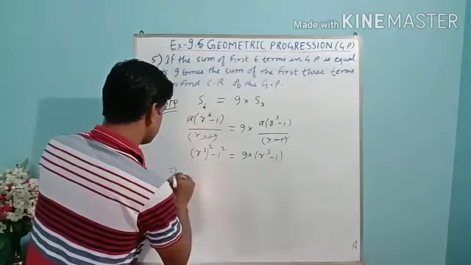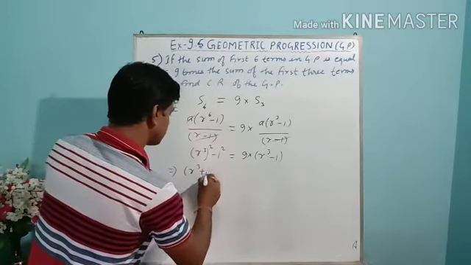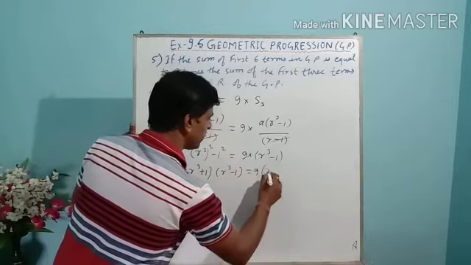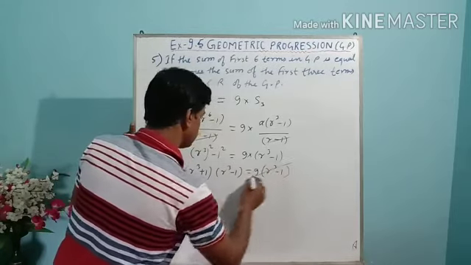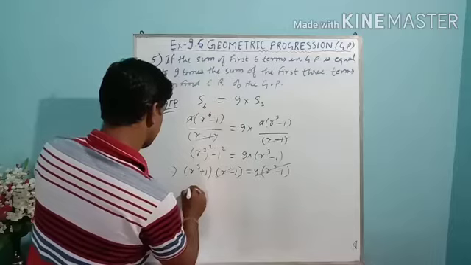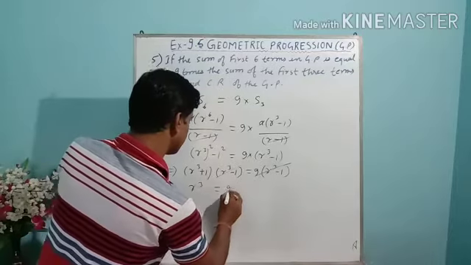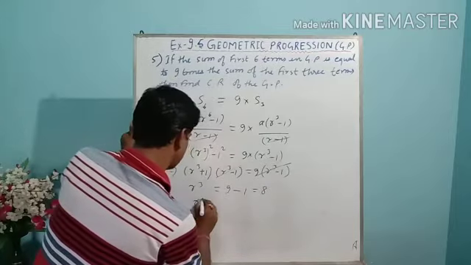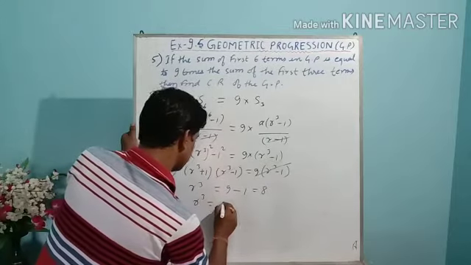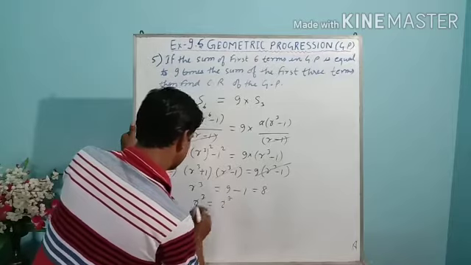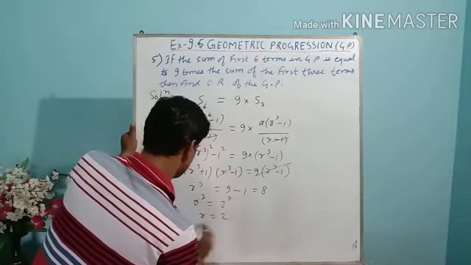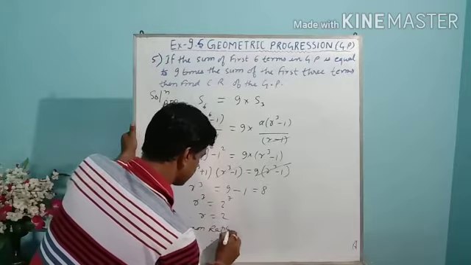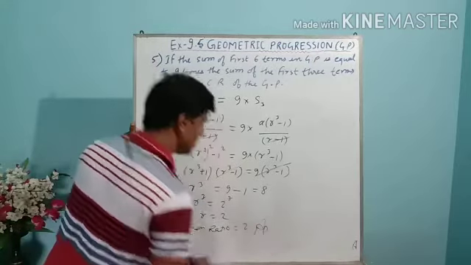So we'll write (r cube plus 1)(r cube minus 1) equals 9 into (r cube minus 1). These again cancel. Therefore r cube equals 9 minus 1, which is 8. So r cube equals 2 cubed. Now again cancel. Therefore r is 2. So the common ratio equals 2. This is the answer.